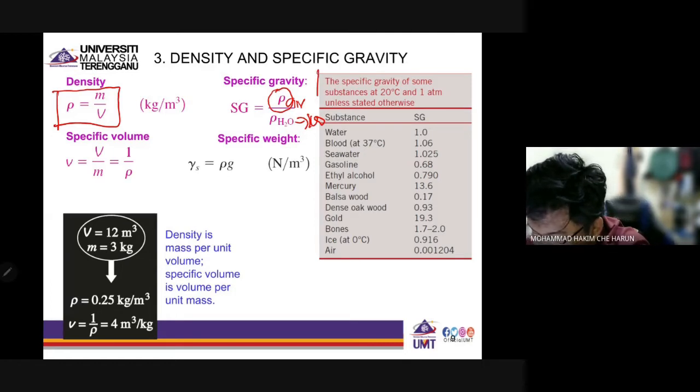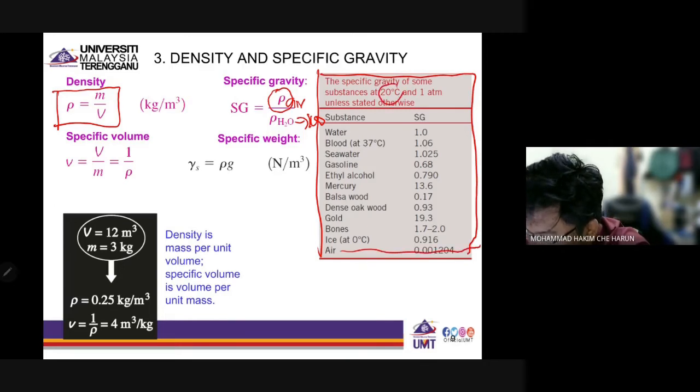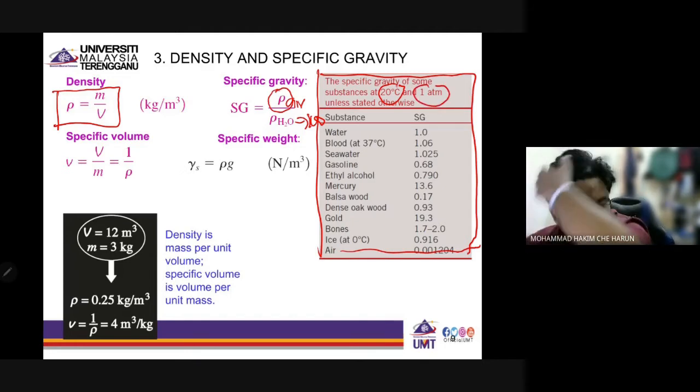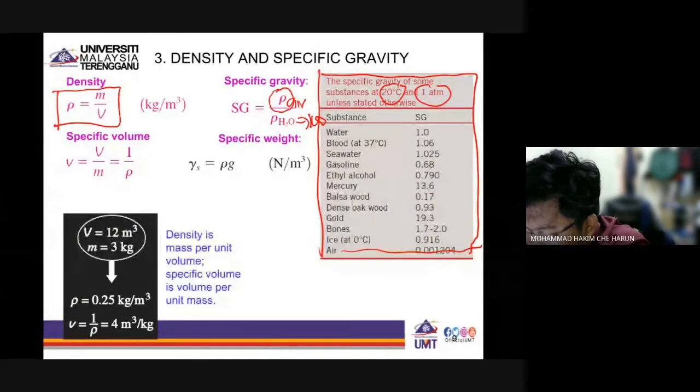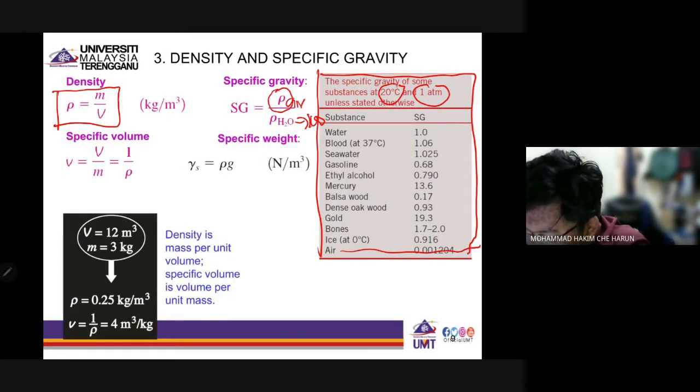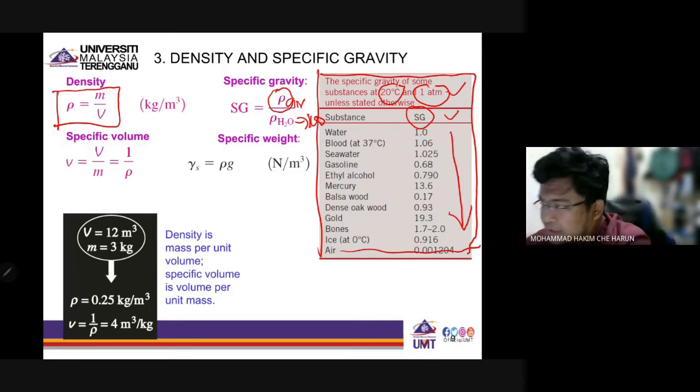Okay, if you can see on the table here, it shows the specific gravity of substances at 20 degrees Celsius and a pressure of 1 atmosphere. Where is the pressure at 1 atmosphere? It is where we live now, at our room temperature, in your room, in your class, in UMT or wherever you are now, at sea level here, we are at 1 atmosphere. As you can see here, each has a different specific gravity. For water, this is the specific gravity value at 1 atmosphere. But for different substances over here, it has a different value.